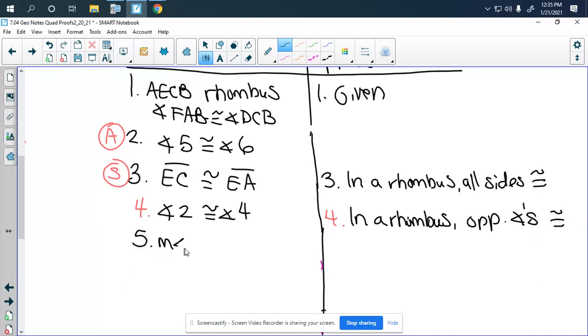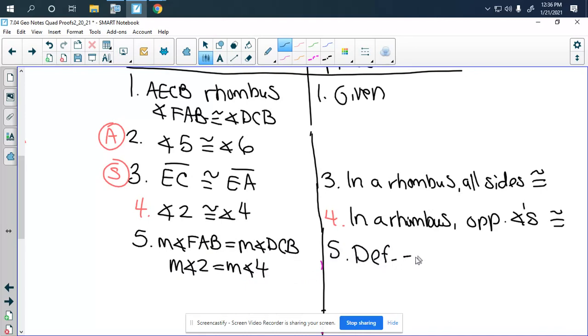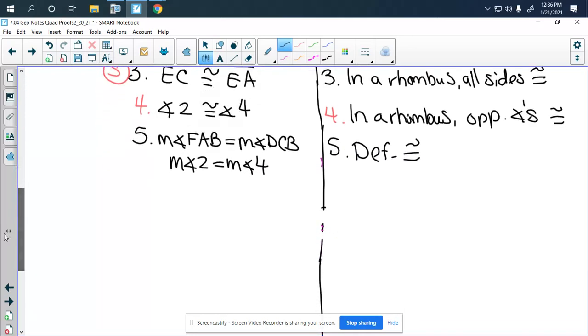Now I'm going to say that my wholes are equal. And now I have my parts equal in step 4. And that's just going to be your definition of congruency. All right, so now I have 2 sets of equals. Now we can start our 3-step process.